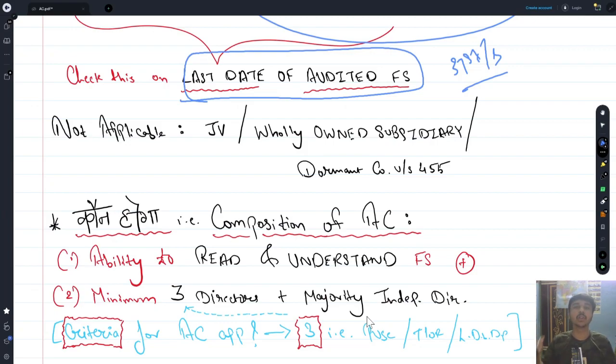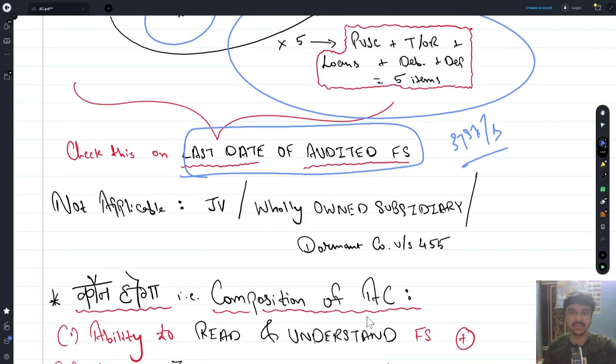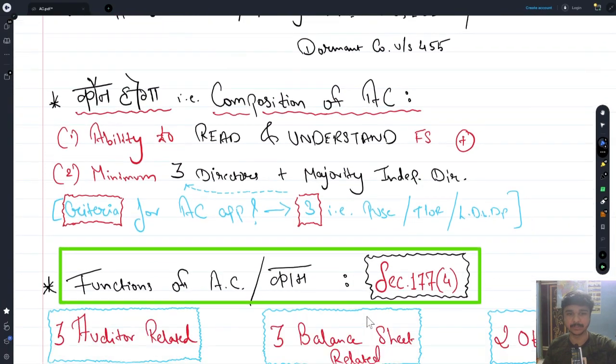Now it is not applicable to whom? 3 people. Again 3 here, again 3. First is JV, second is WS, third is dormant. So JV is joint venture, second is wholly owned subsidiary, and third is dormant company. So audit committee is playing its everything around 3. This chapter's special number is 3. Always remember this. This is going to get relevant afterwards also. So 3 criteria for audit committee we discussed right now. Moving to the next thing.